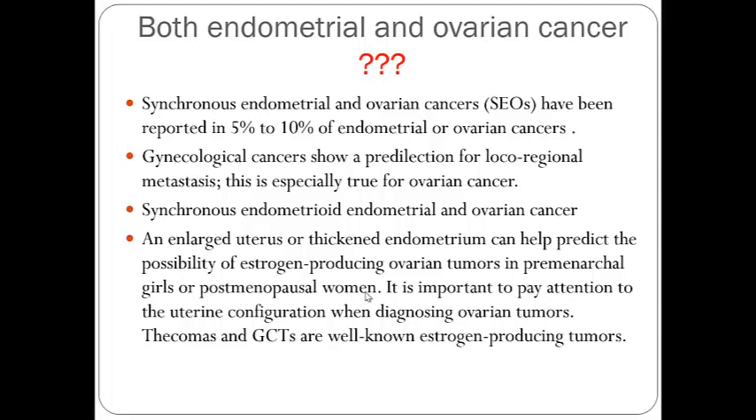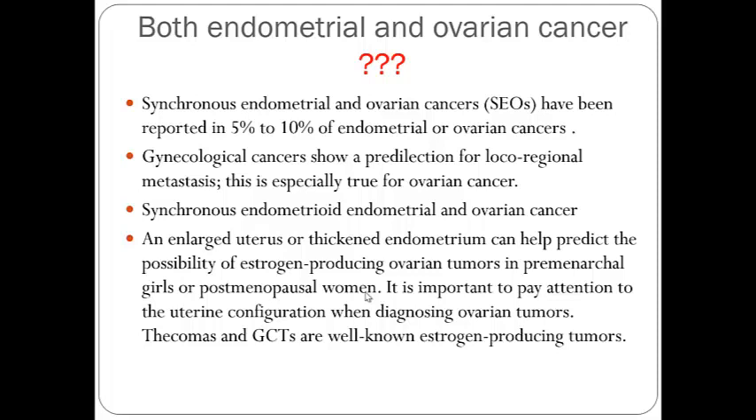Synchronous endometrioid, endometrial and ovarian. We have synchronous endometrioid carcinoma, which is one of the epithelial ovarian tumors. It can affect both the endometrium and the ovary at the same time.